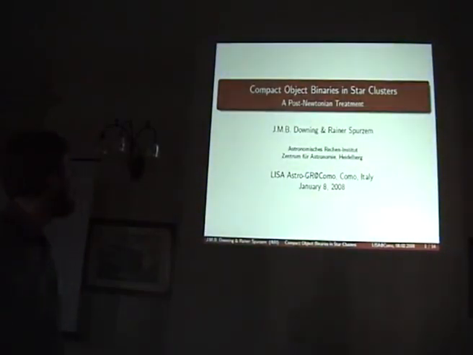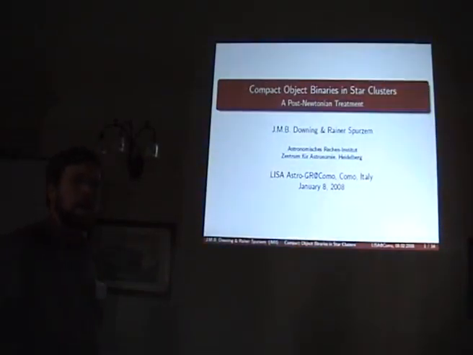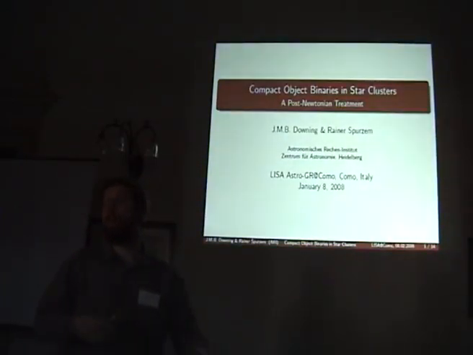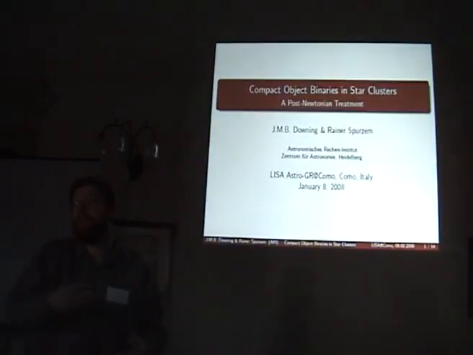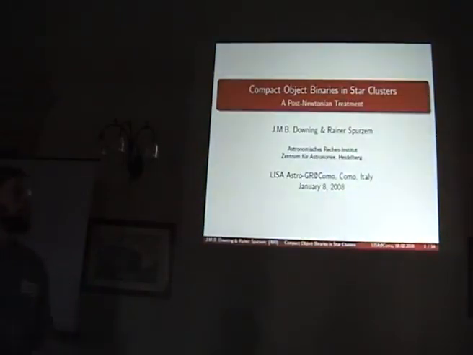Compact object binaries in star clusters? Yeah, so basically what I'm talking about here is very much a work in progress, just sort of half-done stuff from PhD theses and so on. But it ties very much into what Rainer Schmerzen was talking about earlier and some of the work that we're doing on direct n-body codes with post-Newtonian terms in them.